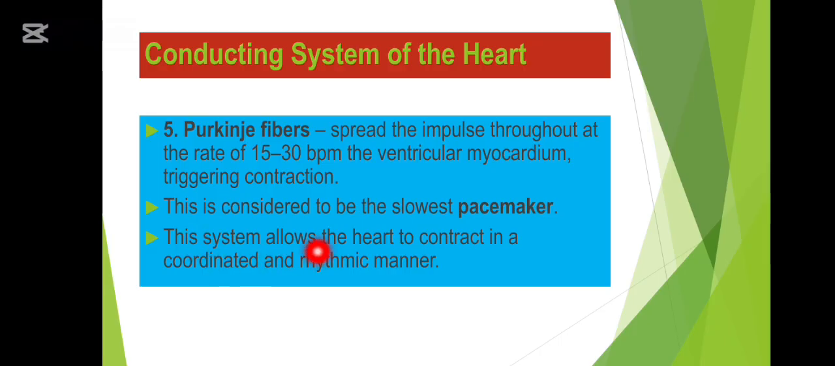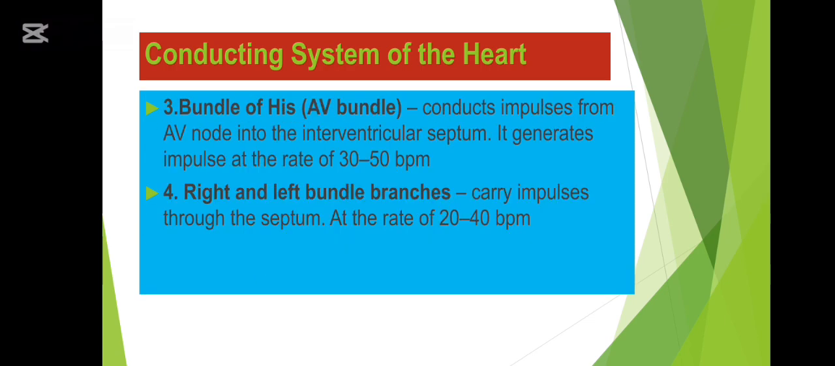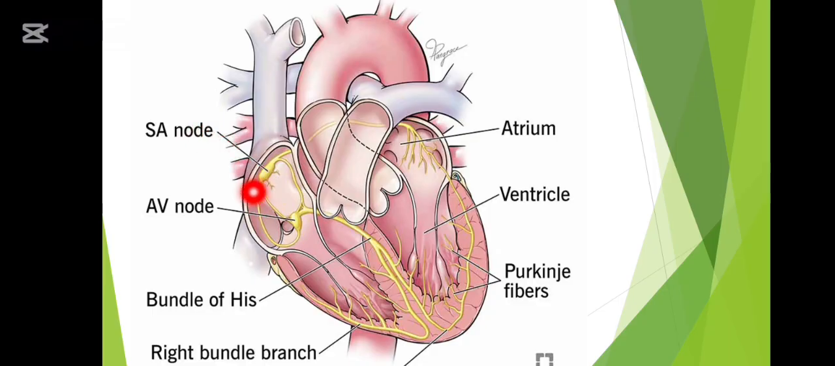So this system allows the heart to contract in a coordinated and rhythmic manner because it's moving in this way. It moves from the SA node, it goes to the AV node, and from the AV node, the way the electrical impulse moves to the atrium is through what we call Bachmann's bundle. Bachmann's bundle moves from the SA node and transmits to the left atrium, in case a question comes. So this makes everything happen in a coordinated manner: SA node, AV node, bundle of His, left and right bundle branches, then the Purkinje fibers.